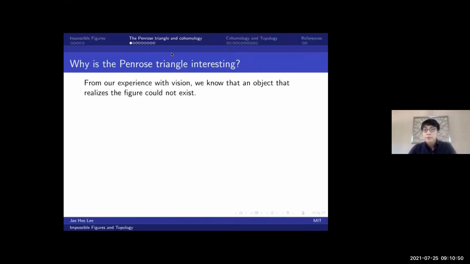Okay, so the Penrose triangle, well, it's a nice, cute picture, but why is it interesting, right? As I've already explained, it's an optical illusion. It looks like some projection of an actual object, but we know from our own intuition with vision that such an object cannot be realized in 3-space. And indeed, we've seen this sculpture, which attempts to recover this, but it only works from a certain perspective. It only works in one direction, right?